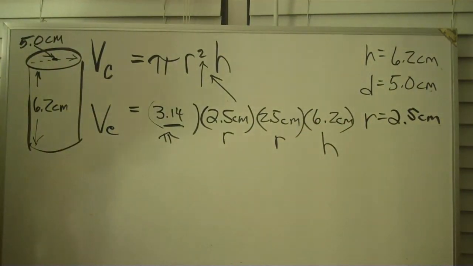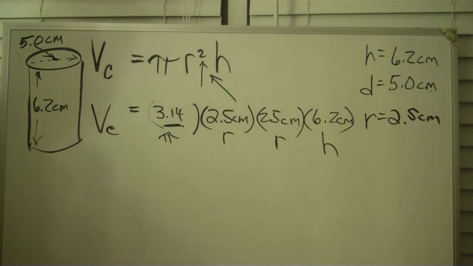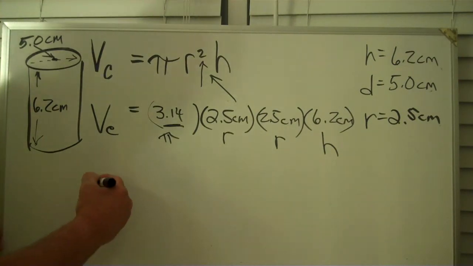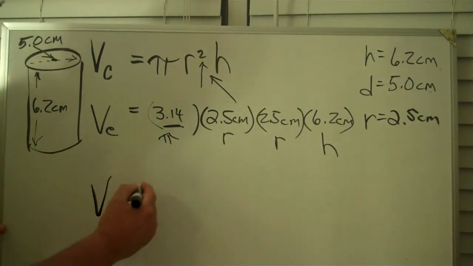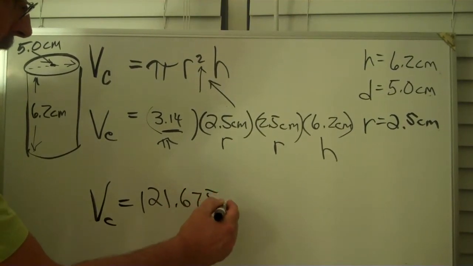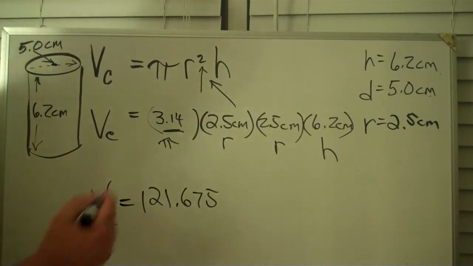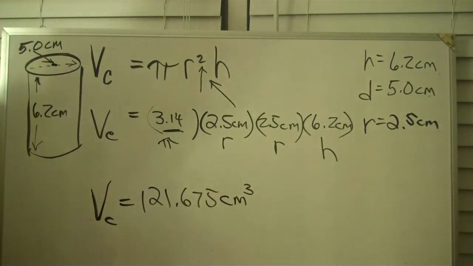So what I want you to do right now, again, is to pause the video and get your calculator and do this calculation. And when you come back, I'll write up the value that I got when I calculated. Okay, so pause right now. And welcome back. What I got when I did this calculation was 121.675, and the units will be centimeters cubed.